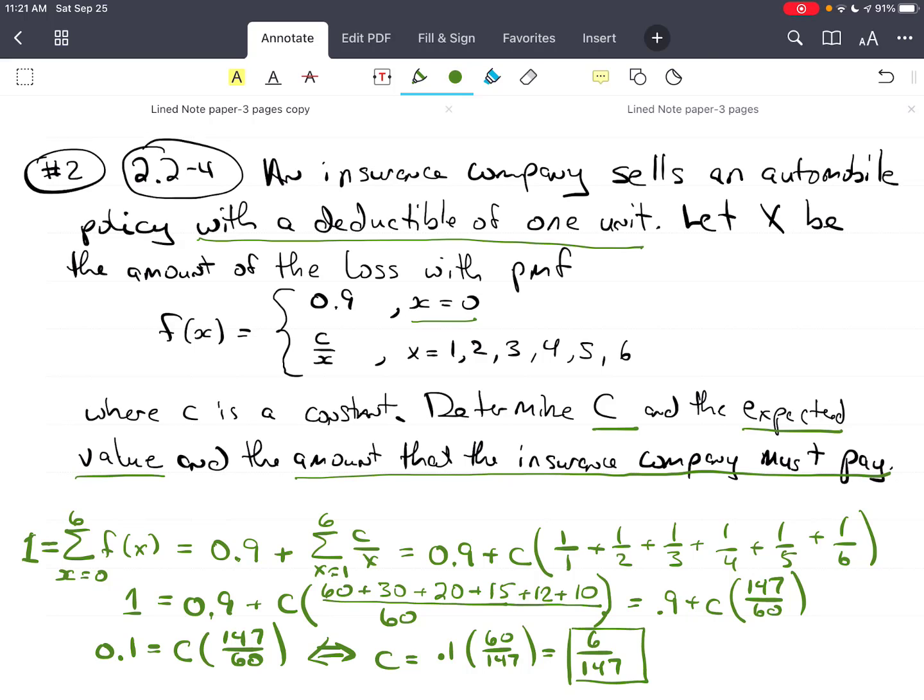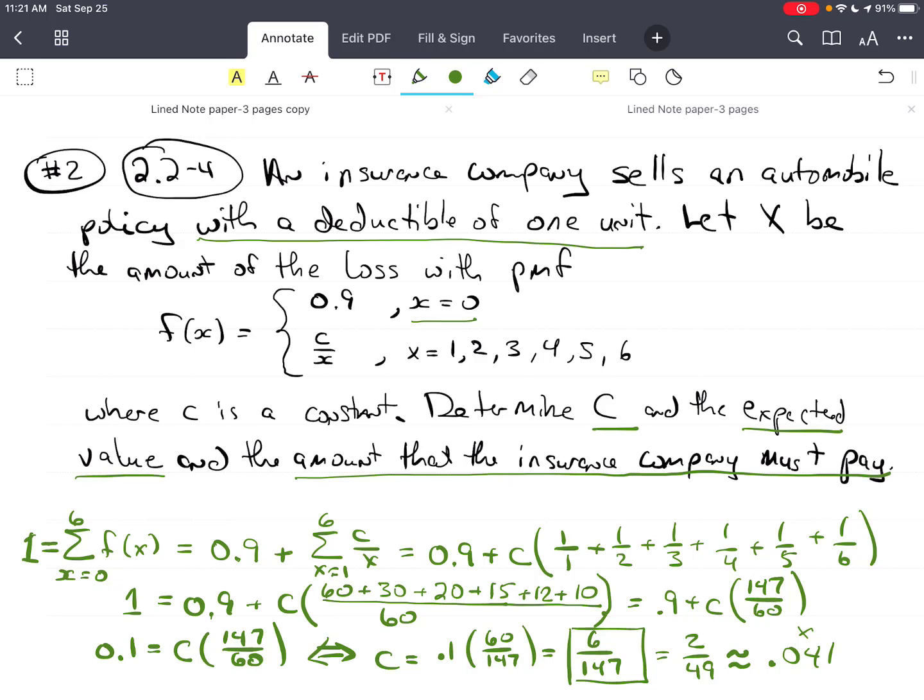If you'd like to reduce the fraction, then it does reduce to 2 over 49. And although I would not accept the answer in decimal form, it is nice to know what that is for our own mental satisfaction, and it's approximately 0.041. But again, this would not be an acceptable answer. It needs to be an exact answer.